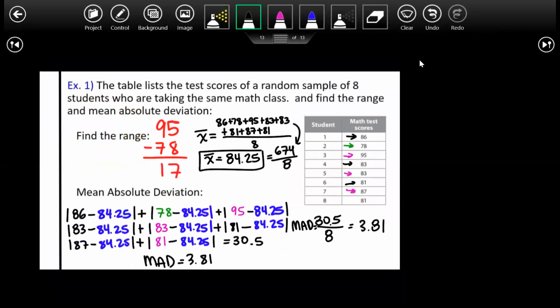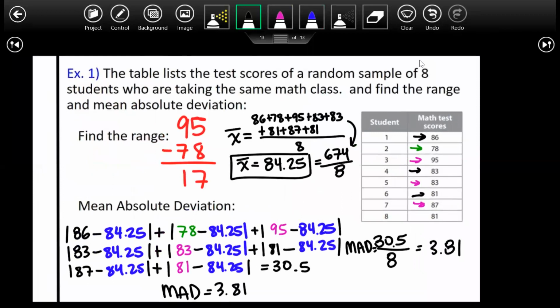And that's all I wanted you guys to do for today. Range and MAD. Mean absolute deviation. Is that okay?